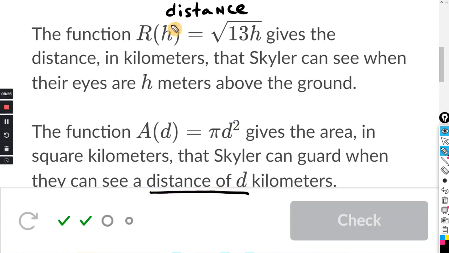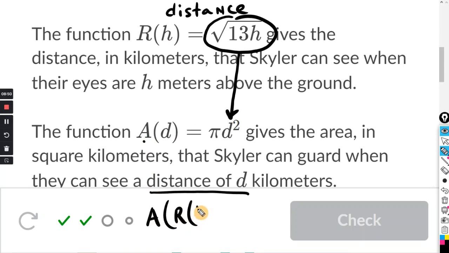So if this is the distance and D is the distance, we're going to take this function right here and plug it in place of D. That's all we're going to do. And basically, A is the output, so what we are creating is A of R of H. It's a function within a function.